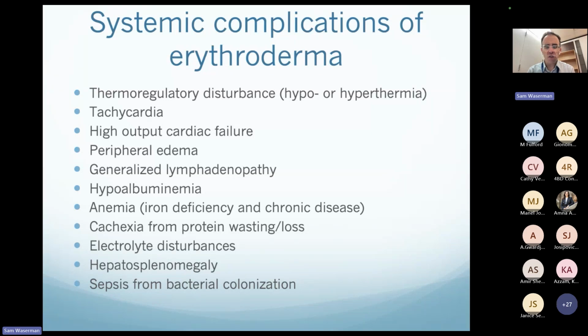So what are the possible systemic complications of erythroderma? There are many. Thermoregulatory disturbance, either hypo or hyperthermia, tachycardia, high output cardiac failure, peripheral edema, generalized lymphadenopathy, especially if we're talking about entities like Sézary syndrome, electrolyte disturbances, anemia, hypoalbuminemia, hepatosplenomegaly, sepsis from colonization.